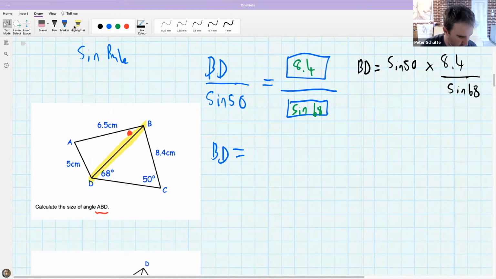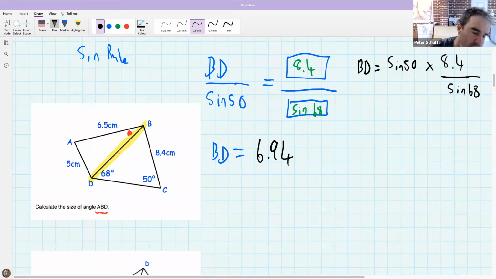So I've done a little bit of working for you. So you're going to go 8.4 divided by 68, 50. And we should be getting, let's have a look, I don't want to give the answer away yet. Yeah, so we should be getting 6.94. So what that means, guys, is that we know this yellow one is 6.94.